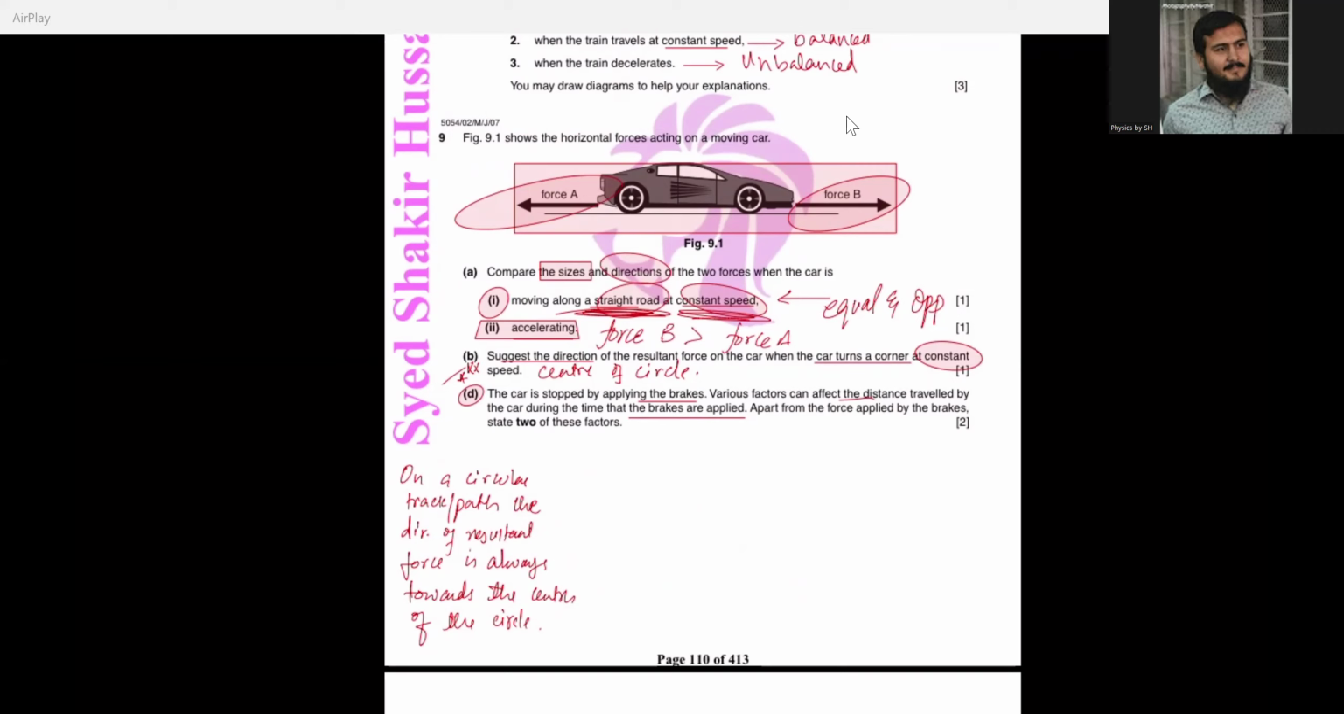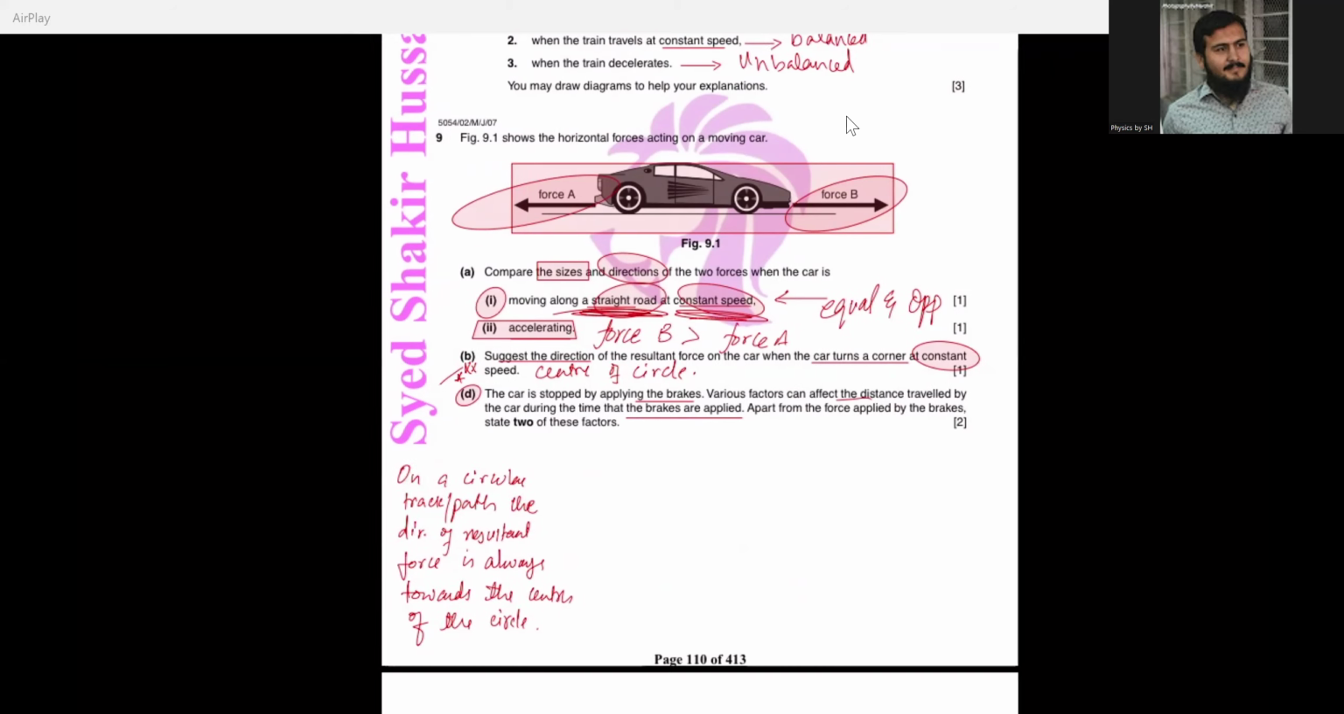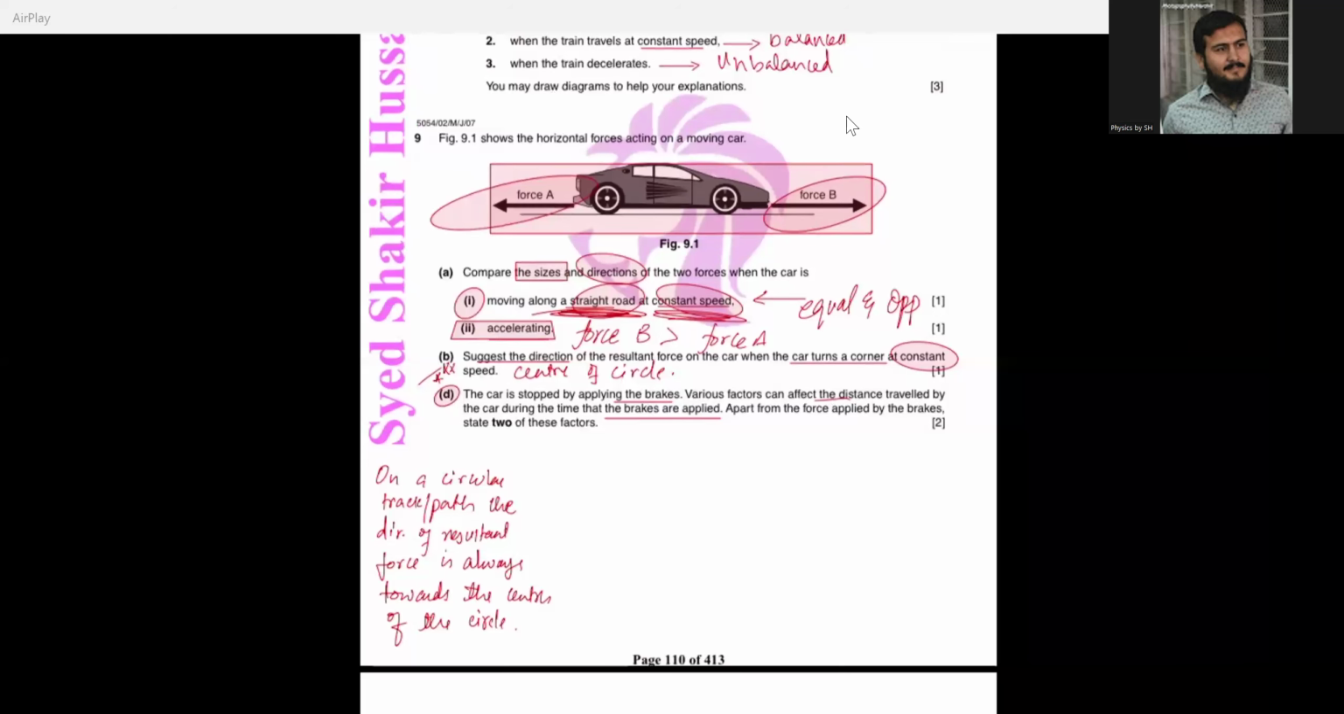So अब आपसे कह रहा है various factors affect the distance while brakes are applied. Apart from the force applied by the brakes, state two of these factors. कितने factors मैंने आपसे discuss किए थे? Recall करो जरा. That affects braking distance.